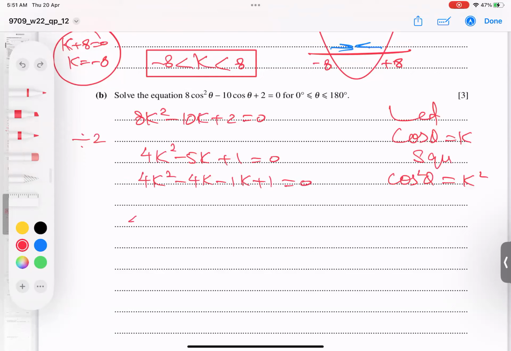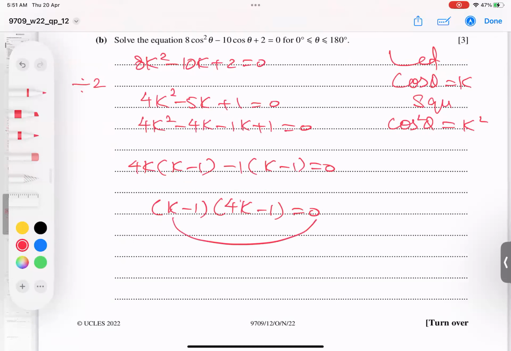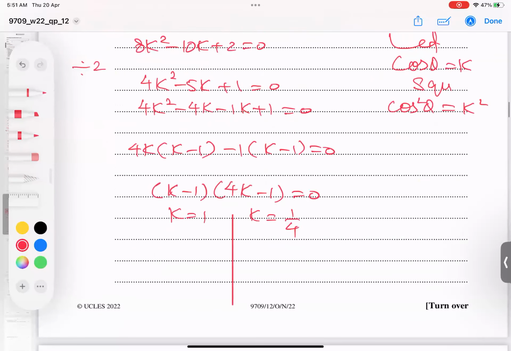From here, 4k common, I get k minus 1. From here, -1 common, I get k minus 1 here. If they match, it means we are doing right. So this and this, left behind 4k minus 1 equal to 0. First term this equal to 0, or this equal to 0, one by one. I got k equal to 1, and k equals 1 goes there, and 4 divides, 1 over 4. Now I will make a break and solve it here.